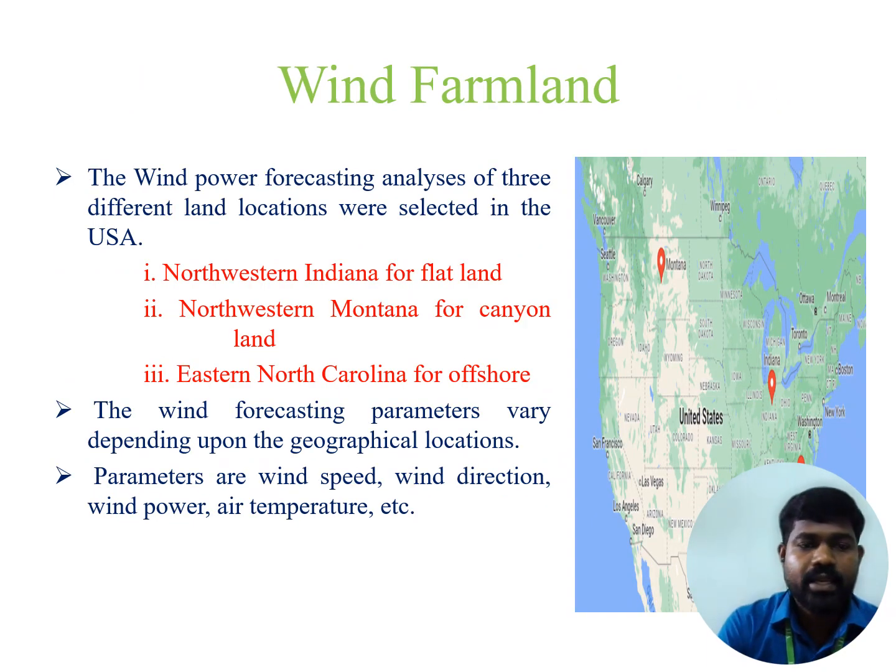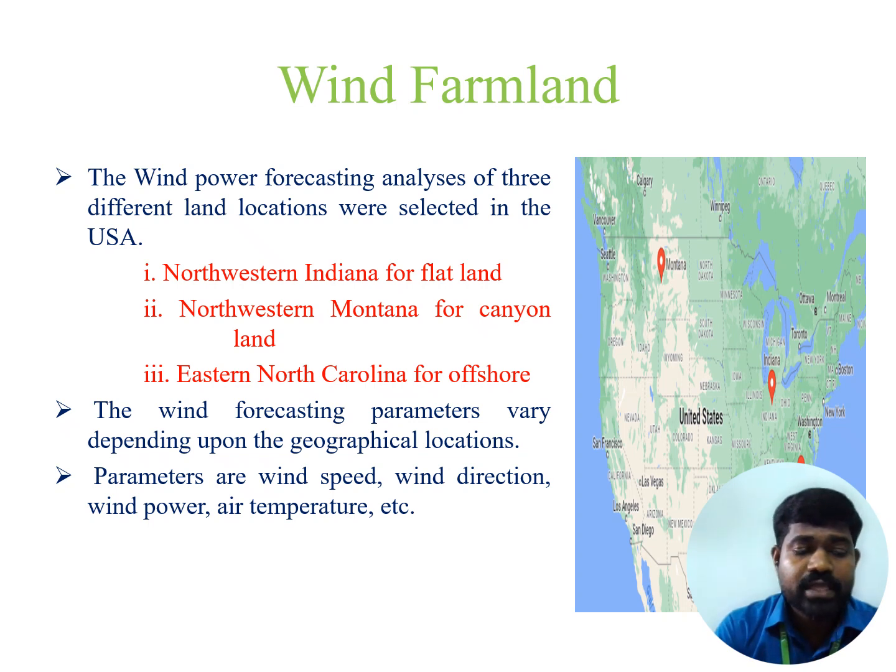Next, wind farmland. Three different locations were selected in USA. The three different lands are North and Western Indiana for flat land, North and Western Montana for hilly land, and East and North Carolina for offshore land. These lands are used to analyze the wind power forecasting of the different lands using System Advisor Model software.